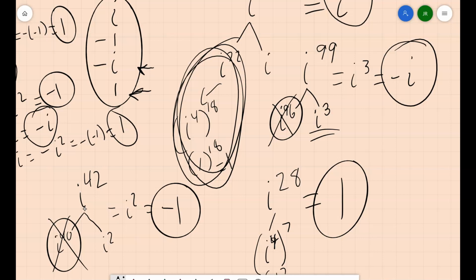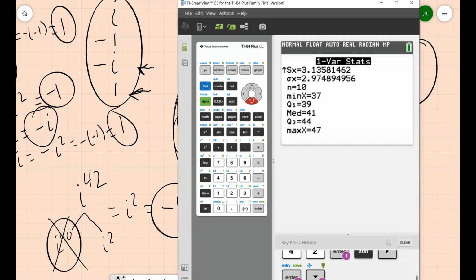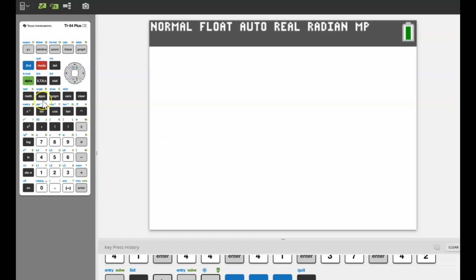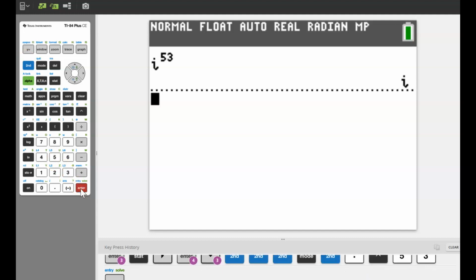Now I do have good news for you, and it is that your calculator can do it for you. Like, watch this. You see this button, this blue i above the decimal point? Watch this. Second, quit. So now I'm going to go second i to the, let's just make up a number, 53. And it'll do it for me. It's just i.